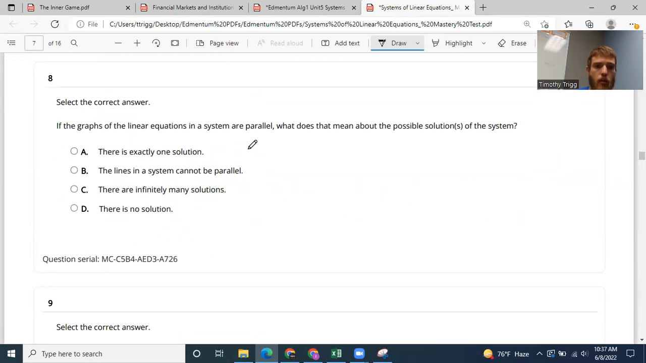If the graphs of the linear equations in a system are parallel, what does that mean about the possible solutions? Remember, parallel lines, they don't cross. So what would you say about their intersection?